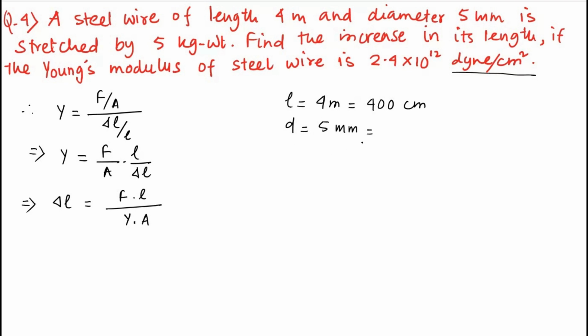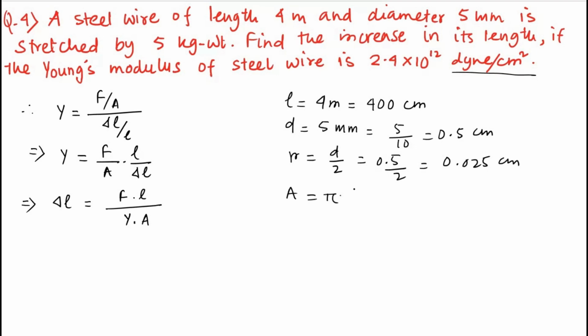Now again we have to convert this in centimeter, and we know that this would be 5 divided by 10, so 0.5 centimeter. But to calculate the area or cross-sectional area of the wire, we need the radius. So R is equal to D upon 2, which is 0.5 divided by 2, which is equal to 0.025 centimeter. And we know that area is pi r square.